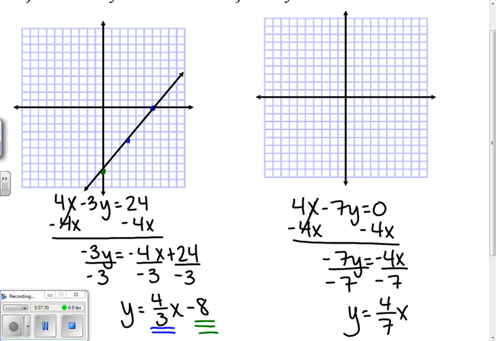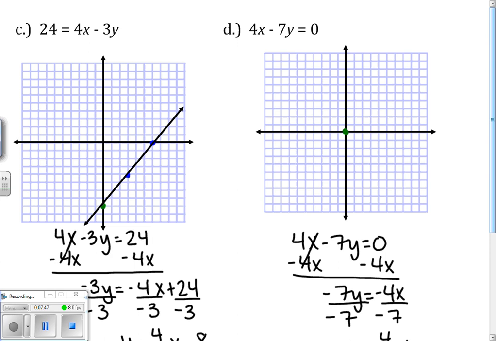Y equals positive 4/7 x really has a plus 0 tacked on the end. In the beginning of chapter 2, we did direct variation. This is a direct variation because it has no plus or minus. It goes through the origin. And from there, you can count off your slope of 4/7. So from the origin, go up 4 over 7. If I go up 4 and over 7 again, I'm technically off the graph. So instead, I'm going to go back to the origin and then go down 4 and over 7, just so that I can get enough points to comfortably draw a line.